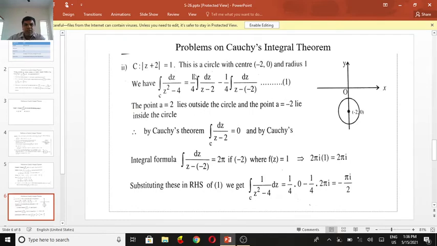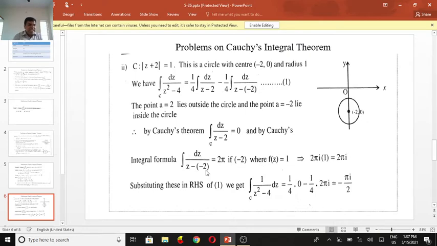Your point a equal to 2 in the first term lies outside this circle. The point a equal to minus 2 lies inside the circle. You observe the coordinates: the point 2 is positive and lies outside the circle, while a equal to minus 2 lies inside the circle. So the first term vanishes. It is 0, since by Cauchy integral theorem, integral of dz divided by z minus 2 equal to 0. By Cauchy's integral formula, the second term is dz divided by z minus of minus 2.